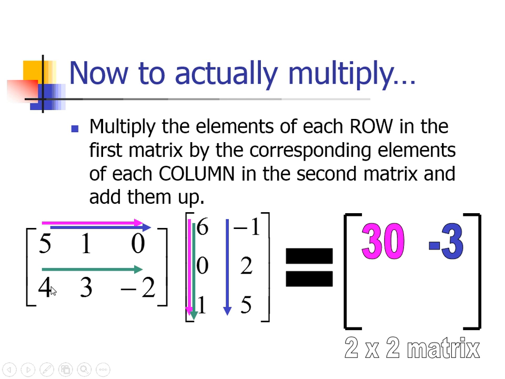So I'm going to do 4 times 6 plus 3 times 0 plus negative 2 times 1. And that is 22. And then for the last one, which is in the second row, second column, that is going to be 4 times negative 1, 3 times 2, negative 2 times 5, all added together, and that is negative 8. And that is the answer.